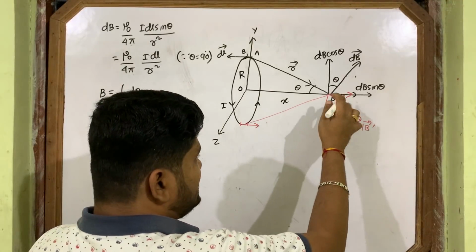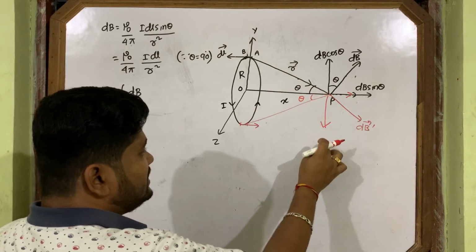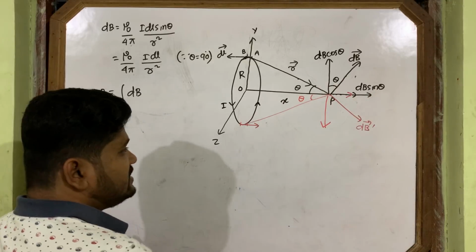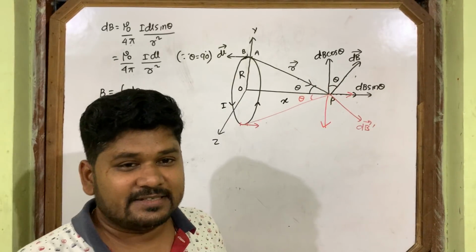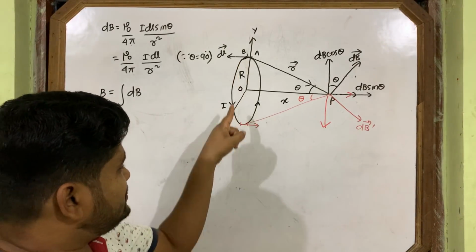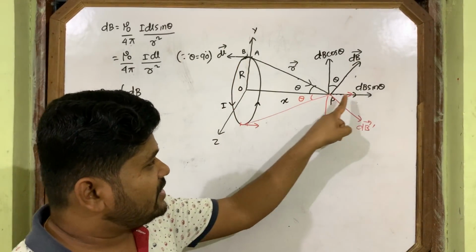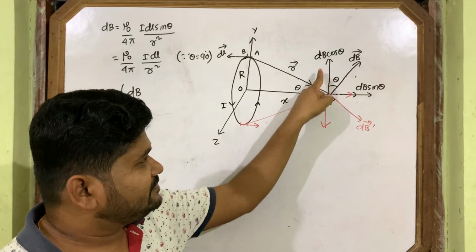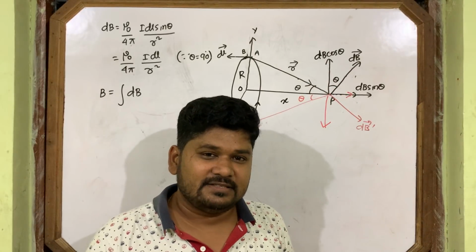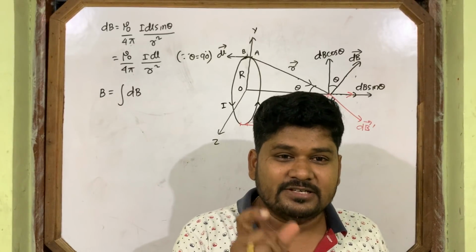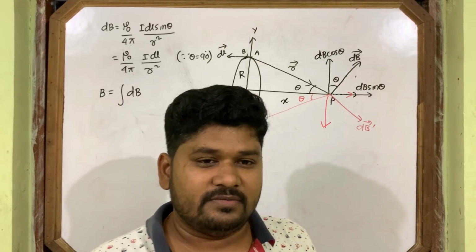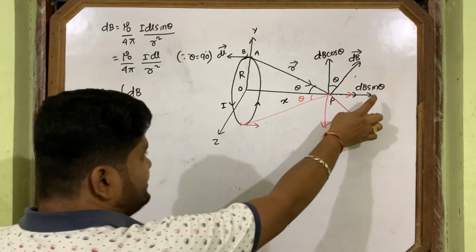Again this is cos theta, because this angle will also be theta. This is dB cos theta, this is dB sin theta. Which component will be cancelled? If I take just the opposite element to this one, which component will cancel, sin or cos? dB cos theta is cancelled. You can write in one line: dB cos theta is cancelled due to symmetry.